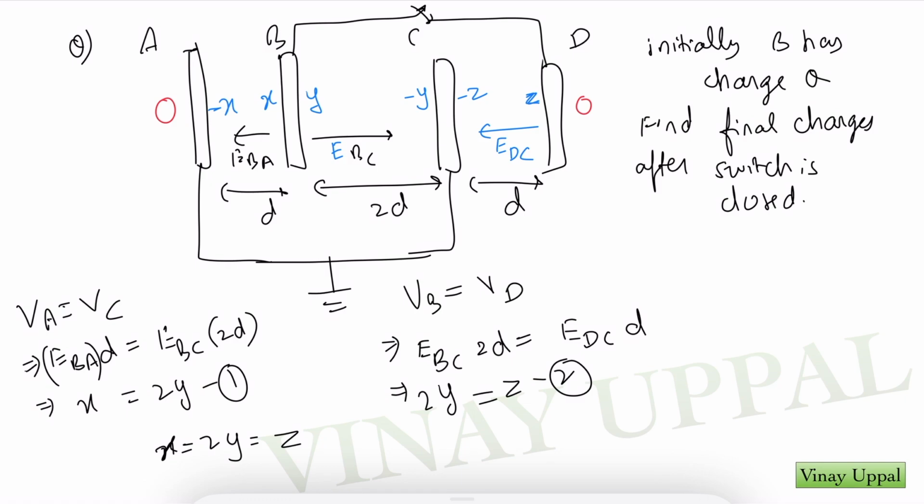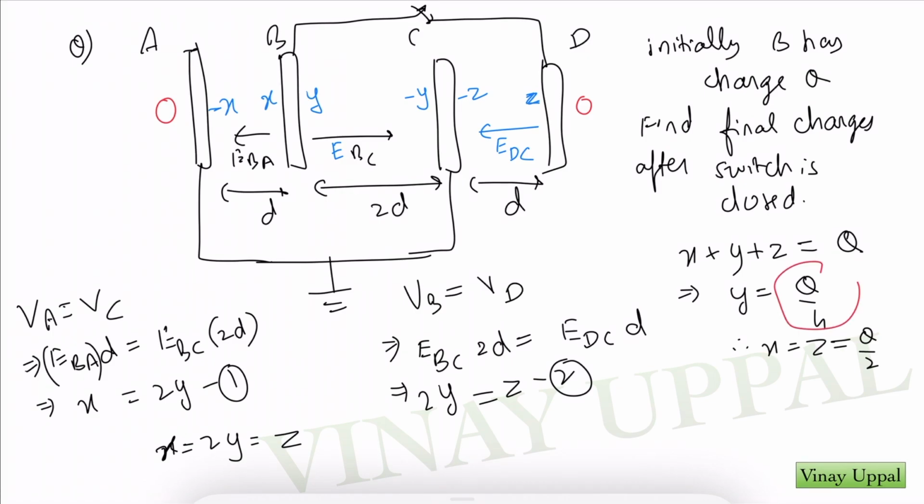I know that the total charge on B and D has to be equal to Q. So what is the total charge on B and D? That's X plus Y plus Z, is equal to Q. And I know X and Z are both equal to 2Y. So Y should be equal to Q by 5. And therefore X and Z will be 2Q by 5.